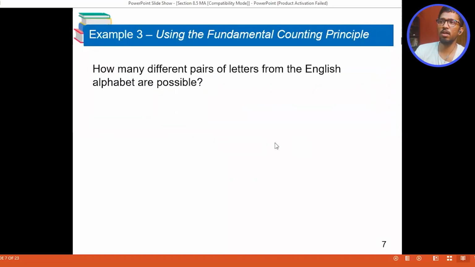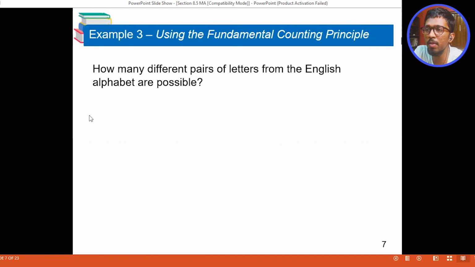Now here we have another question. The question says, how many different pairs of letters from the English alphabet are possible? Think about it. You can pause the video and solve it by yourself. Again, you will use the principle of counting here.